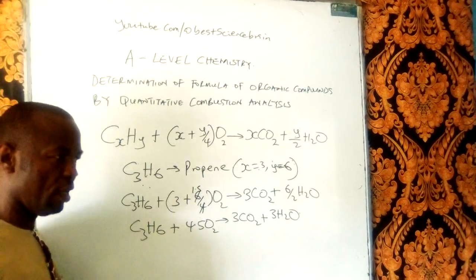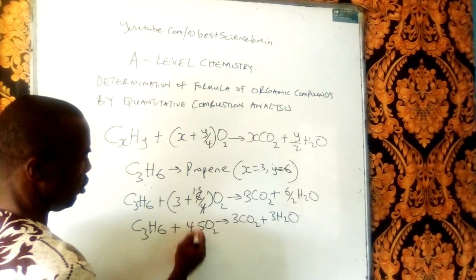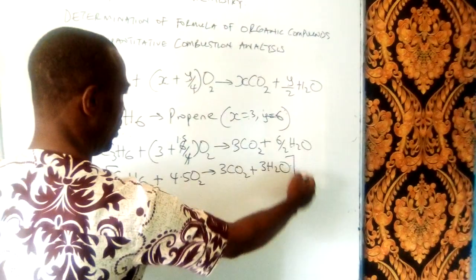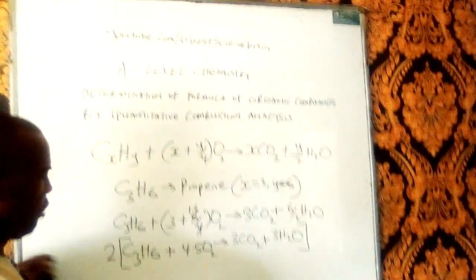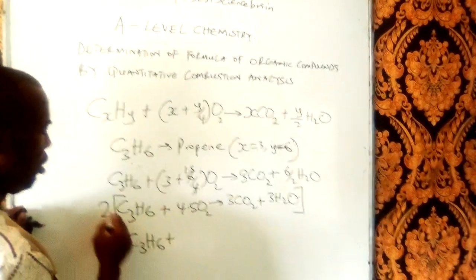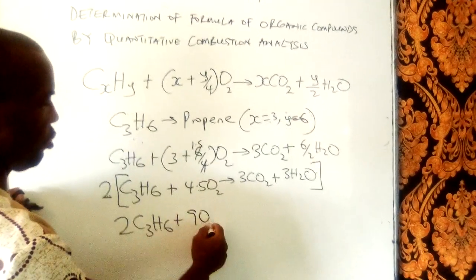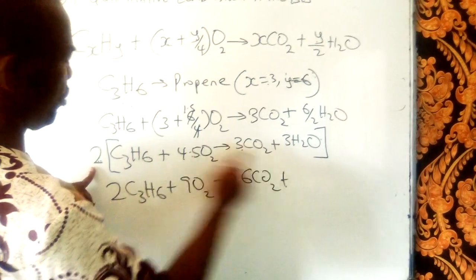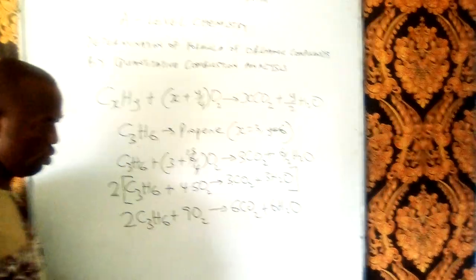If you don't wish to balance using decimal values, you convert the decimal value to a whole number. You multiply the number of moles in front of every substance all through by 2. We now have 2C3H6 plus, 2 times 4.5 is 9, O2, giving 2 times 3 is 6 CO2, then 2 times 3 again is also 6 H2O. You have the full equation.